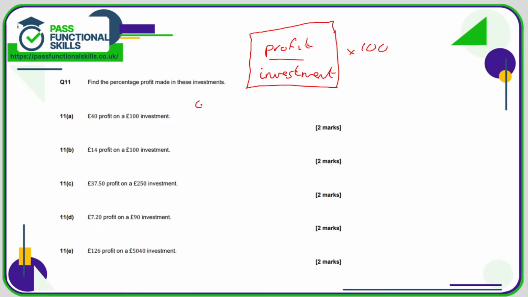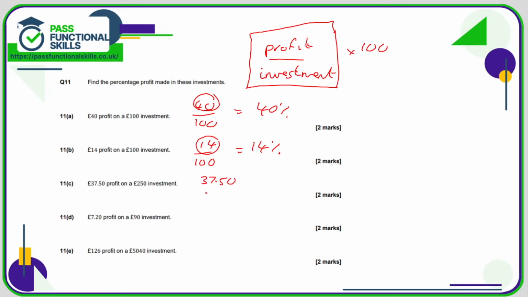So the profit is 40. So what is 40 as a percentage of 100? Well, that's dead easy. That's 40%. Or you could do 40 divided by 100 times 100. You still get 40. £14 profit on £100 investment is 14 over 100, which is simply 14%. Remember that percent means out of 100. So when you've got the fraction out of 100, you have the percentage on the top of the fraction there.